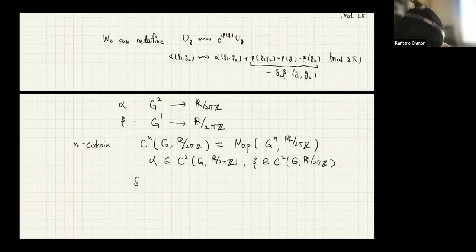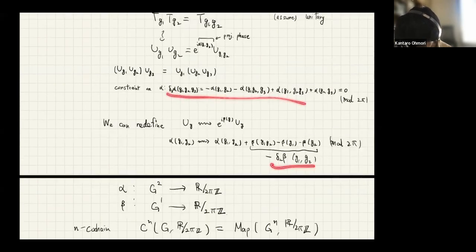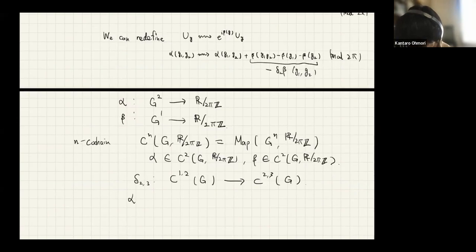Delta 2 and delta 3 respectively send C^1 and C^2 of G, I'm suppressing the value, it's always U(1) in this context, to C^2 and C^3 of G. So I just introduced the notation. These maps delta 2 and delta 3 are defined here, and they map the space of 1- or 2-cochains to the space of 2- or 3-cochains.